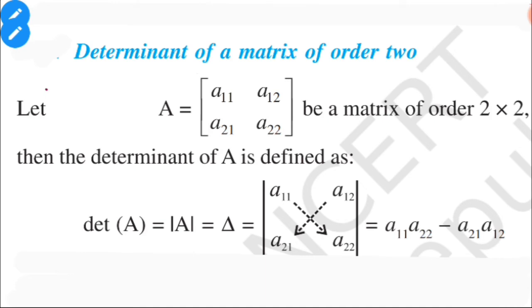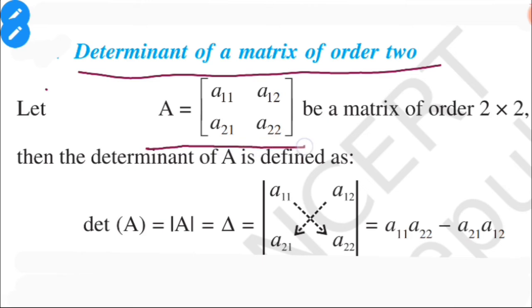Now we are going to find the determinant of a matrix of order 2. Let A equal to the general 2 by 2 matrix [a11 a12; a21 a22] be a matrix of order 2 by 2. Then its determinant is defined, and det A, |A| and delta are the three notations used to denote the determinant.